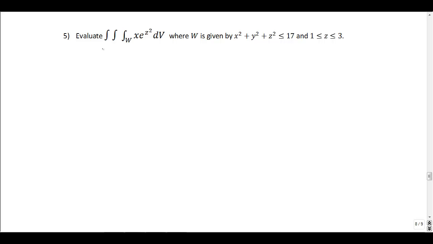All right, this is a fifth problem dealing with cylindrical and spherical coordinates. Our problem is: evaluate the triple integral over region W of x times e to the z squared dV, where region W is given by x squared plus y squared plus z squared less than or equal to 17, and 1 less than or equal to z less than or equal to 3.